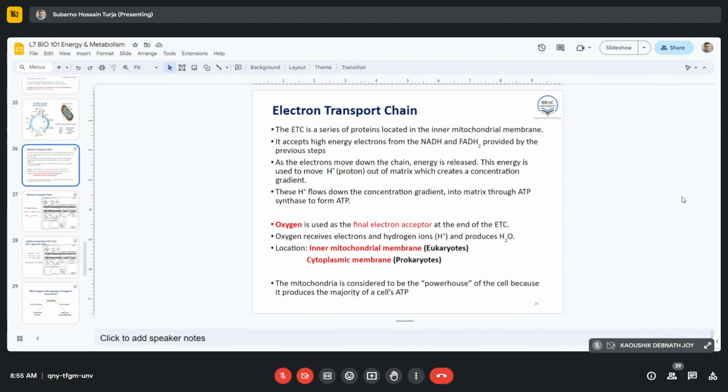This is where we ask why we need water in the reaction. This electron transport chain is where the water is needed. So the water that we have within our bodies, that water contains hydrogen ions, H plus, we know.